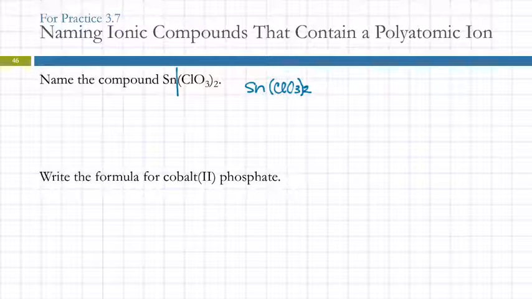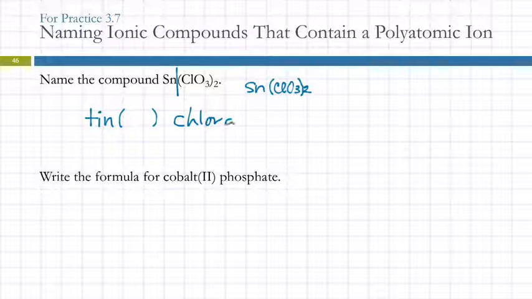So don't tell me chlorine trioxide, right? That has its own name. So Sn is tin, I gave that away. Is tin in groups 1A, 2A, 3A, zinc or silver? Nope. So what does that mean? It needs a Roman numeral. Put parentheses there to save a space for the Roman numeral. And I already gave this one away too. The name of that ion is chlorate. So this is tin something chlorate.